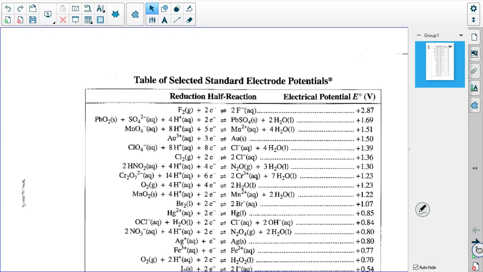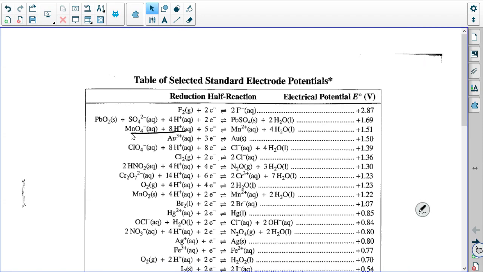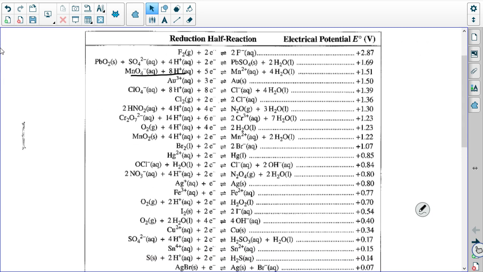Okay, so of the ones that we have listed, this is our strongest oxidizing agent. And of the two reducing agents, this is the strongest because water is up here. So remember, stronger reducing agents are towards the bottom.